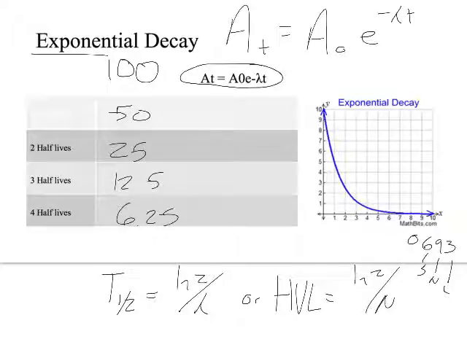6.25. Couldn't remember it. That's math. So this is pretty much all you need to know about half-lives and half-value layers for the x-ray folks. Okay? If you know this much, you're doing pretty darn good.